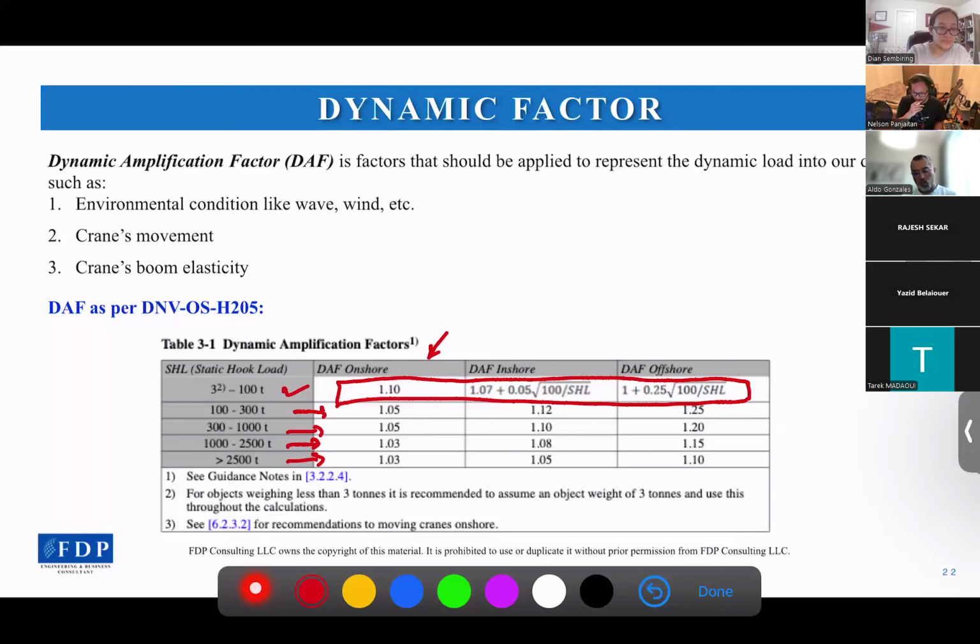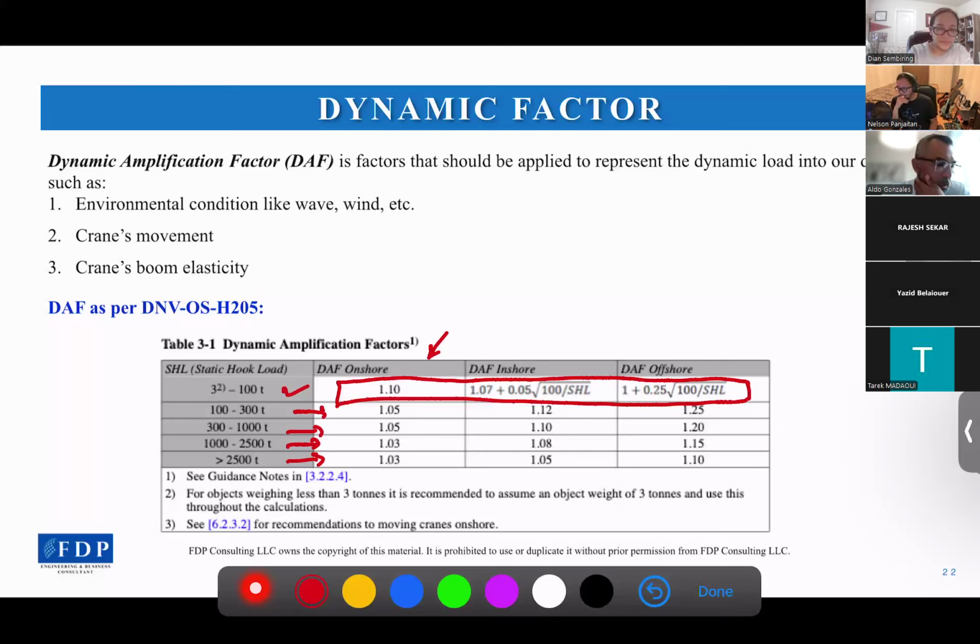But sometimes we face the problem that when we use the dynamic factor as per DNV, it's very high, and we are over the crane capacity limit. If we face that problem, then we can choose to calculate it manually. But when it's still okay with the dynamic factor, then we are okay to go with this factor. That's all. Is there anything? Now for me it's clear.